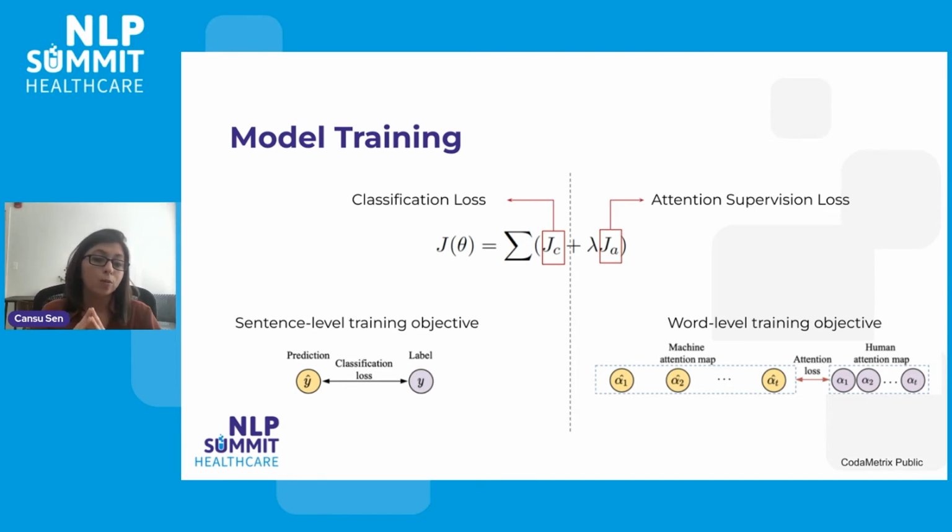Then the objective function we're using for training our model is the combination of this classification loss and the attention loss. We define a hyperparameter called lambda here to ensure a balance between the classification loss and attention supervision loss. This lambda is a hyperparameter that should be tuned, and you can tune it in a way that puts more attention on either classification or attention supervision.